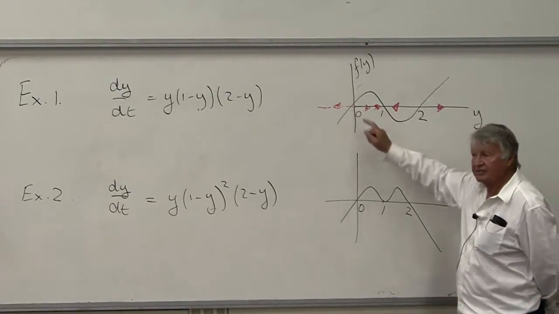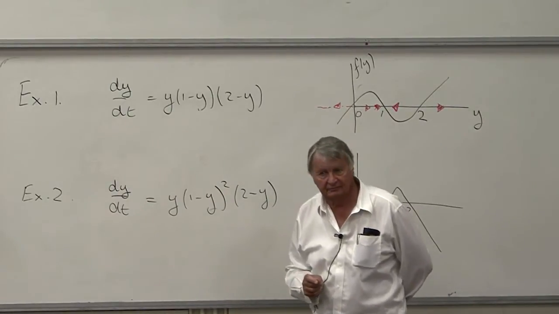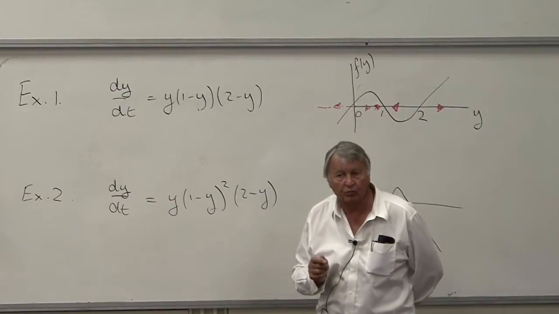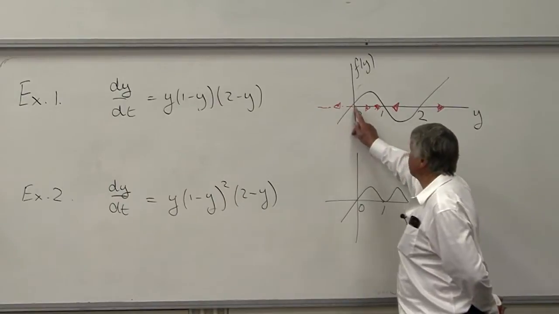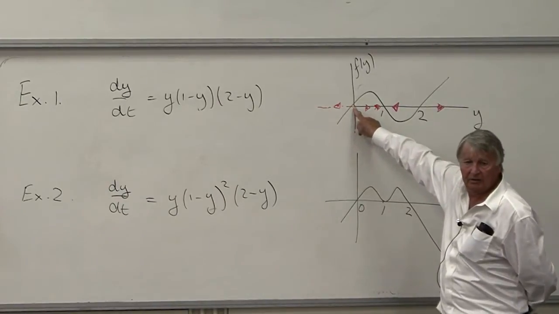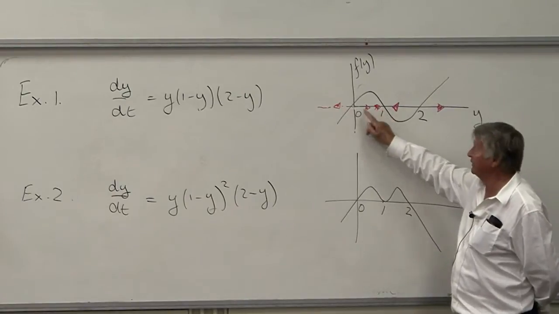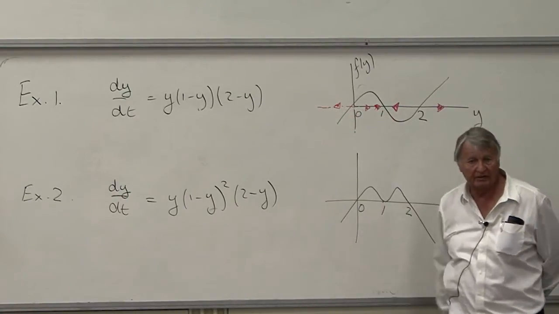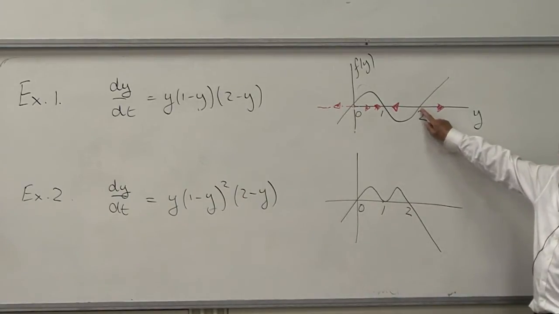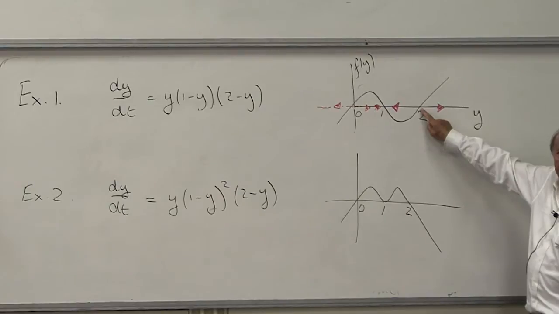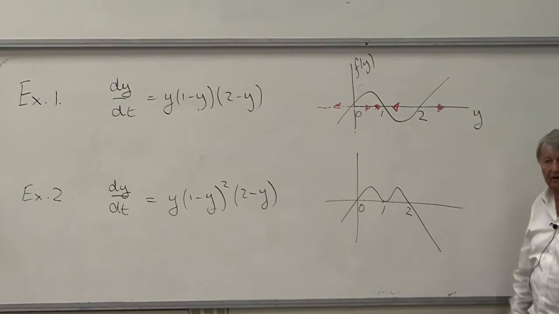is 0 stable or unstable? 0 is what? It's equilibrium, but is it a stable equilibrium or not? Unstable, because if you start this side, you head off to 1. If you start this side, you head off to minus infinity. How about 2? Is it stable or unstable? Unstable, because once you start slightly to the side, you head away from that point.